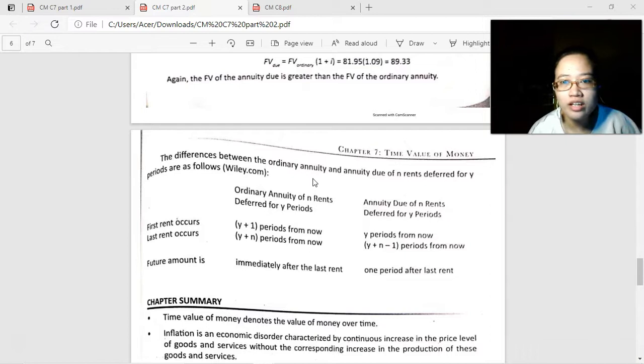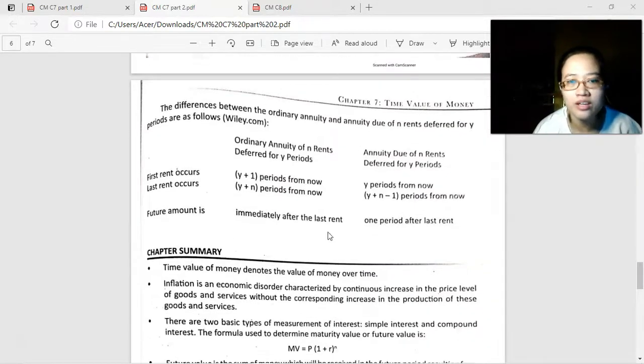Differences between the ordinary annuity and the annuity due of N rents deferred for Y periods are as follows. So, kapag first rent occurs, Y plus 1 periods from now. Pag last rent occurs, edi Y plus N. Okay? Pag annuity due, naman, first rent, edi Y periods from now. Pag last rent, edi Y plus N minus 1 periods from now. Okay? Future amount is immediately after the last rent. Annuity due, 1 period after last rent.